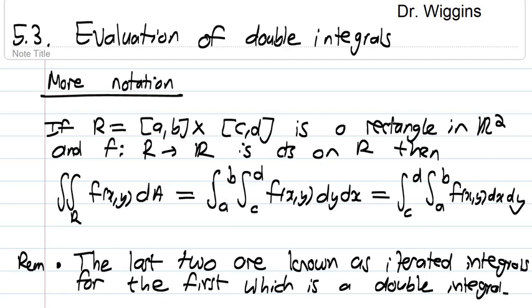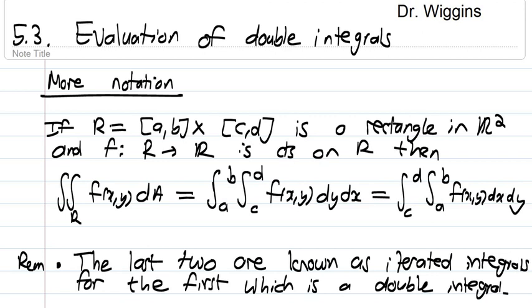And let f be a map from rectangle R to the real numbers, and this map is continuous on the rectangle. Then we're going to say that the double integral of f over R dA can be written in two ways. It can be written as the integral from a to b, the integral from c to d of f dy dx, or the integral from c to d, the integral from a to b of f dx dy.